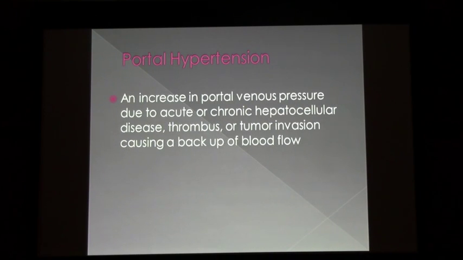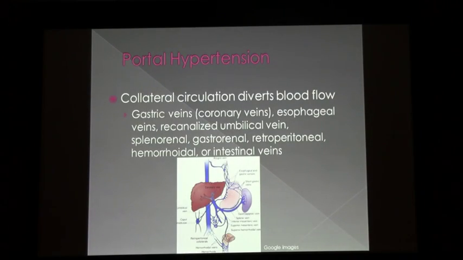So portal hypertension is an increase in the portal venous pressure due to acute or chronic hepatocellular disease, thrombus, or tumor invasion causing the backup of blood flow. And then with that backup of blood flow, it can cause collateral circulation. These are just some of the more common vessels, and there's a diagram with them: the gastric veins, esophageal veins, recanalized umbilical vein, splenorenal, gastrorenal, retroperitoneal, hemorrhoidal, and intestinal veins.